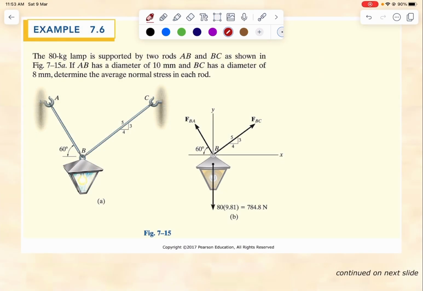Okay, let's come to this question. It tells us an 80 kilogram lamp is supported by 2 rods, AB, which is this, and BC, as shown. AB has diameter equal to 10 millimeter and BC diameter is 8 millimeter. Determine the average normal stress in each rod. So we said average normal stress is equal to the force, or you want to call it P, you want to call it F, over an area. So in order to determine this, we must find the area and we must find the forces.